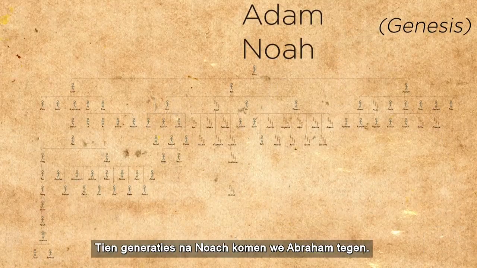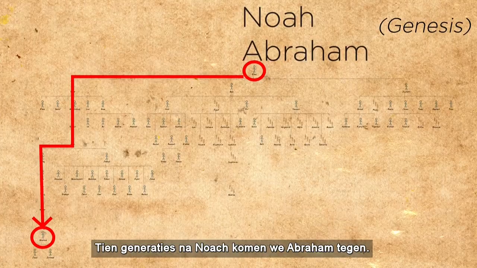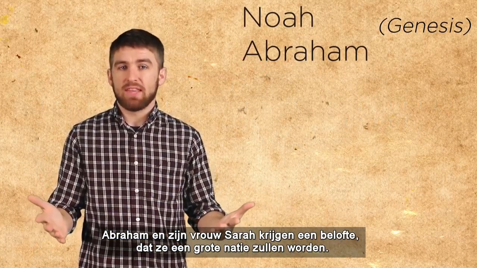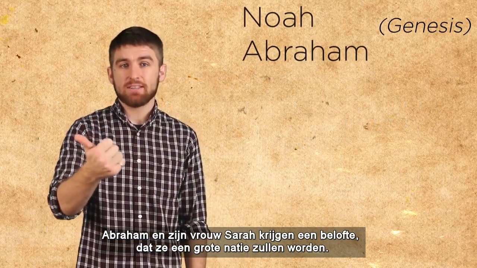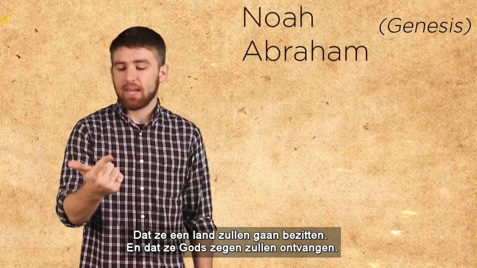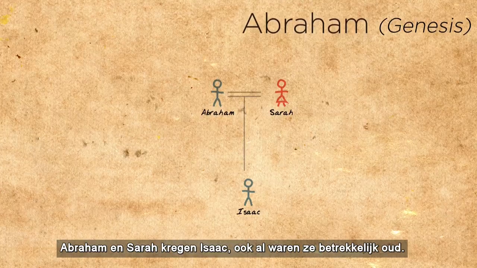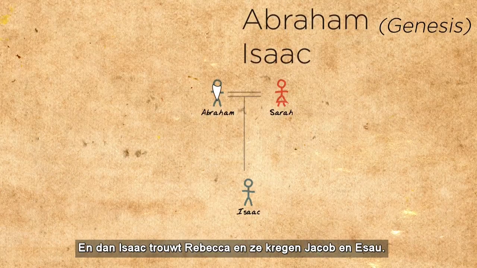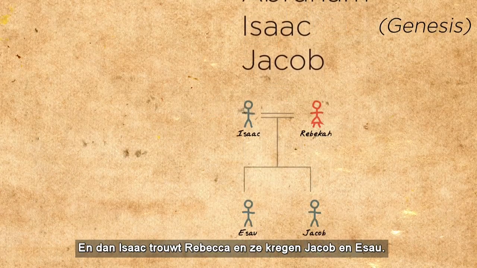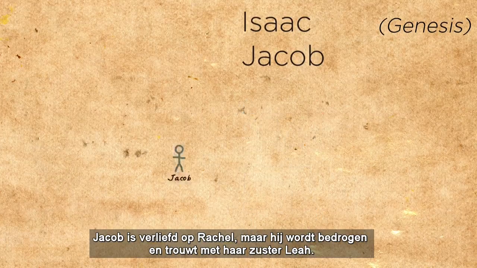Ten generations after Noah, Abraham turns up. Abraham and his wife Sarah are promised that they will have a great nation as descendants, that they will receive land, and that they will receive God's blessing. Abraham and Sarah have Isaac, even though they're ridiculously old, and then Isaac marries Rebekah, and they have Jacob and Esau. Jacob, well, he has a crush on Rachel, but he gets tricked into marrying her sister Leah.